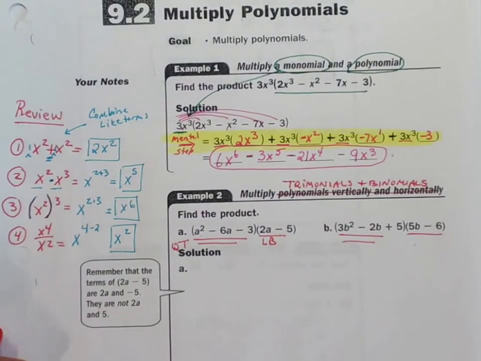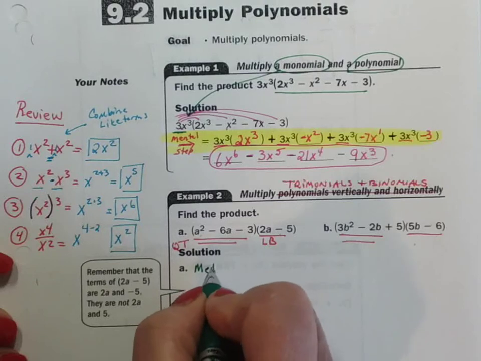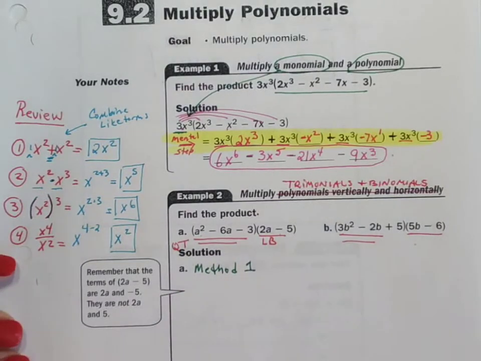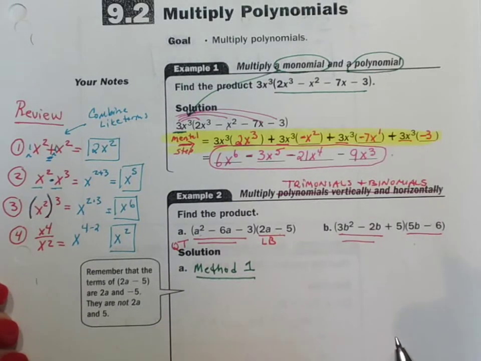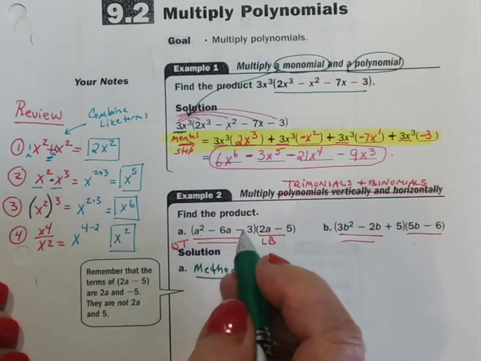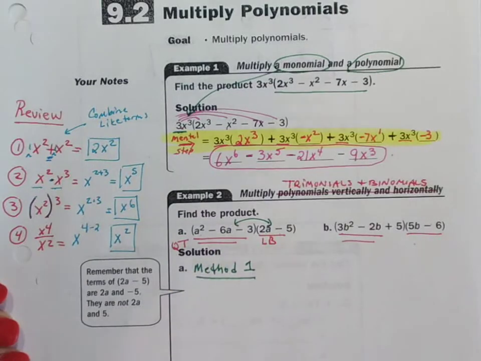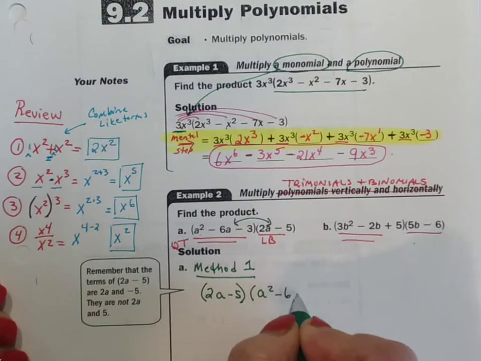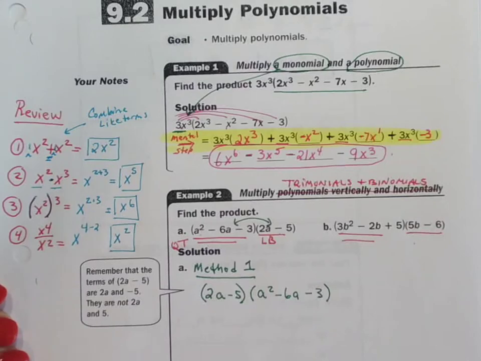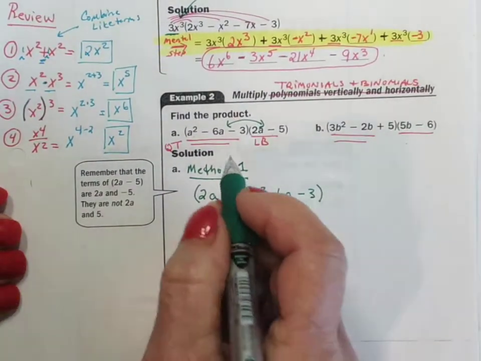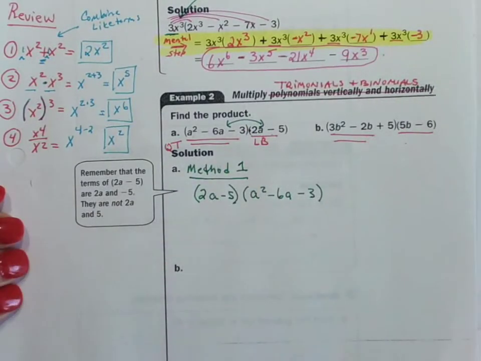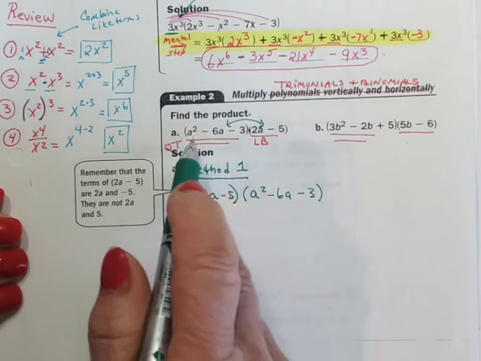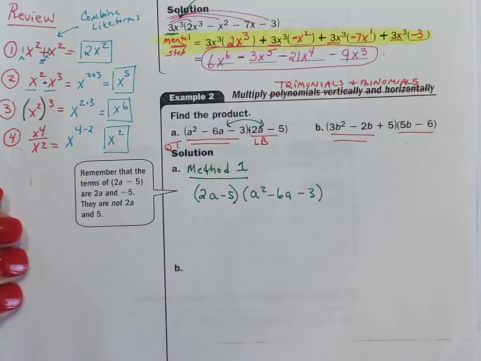Okay, so I'm going to go through two methods to tackle this problem. So I'm going to take method 1. All right, and what we're going to do is we are going to swap these two terms. All right, and so we're going to make it 2a minus 5 times a squared minus 6a minus 3. We know that since this is multiplication, remember way back when we talked about the commutative property. So when you have multiplication, okay, and these are both in parentheses, we can just switch them.